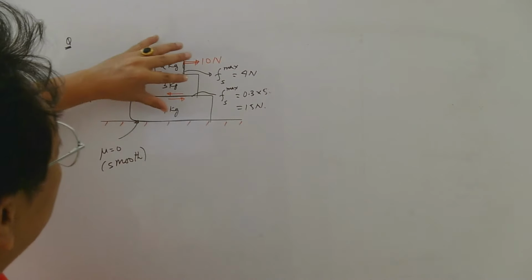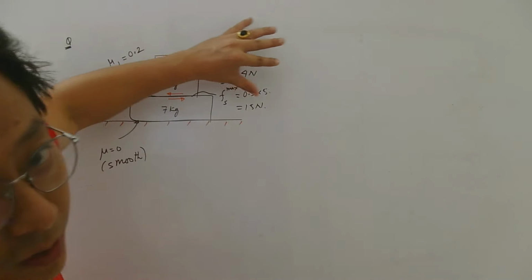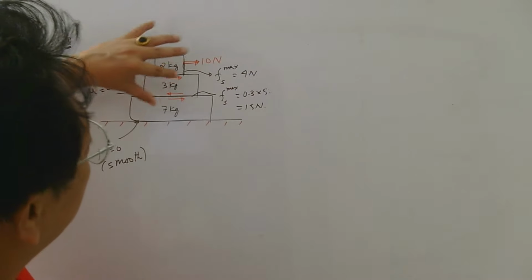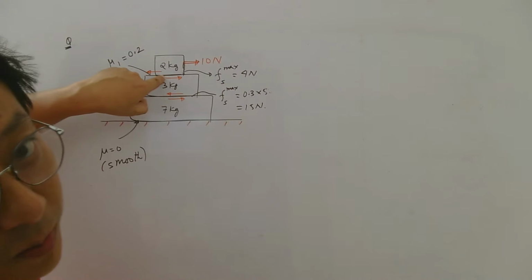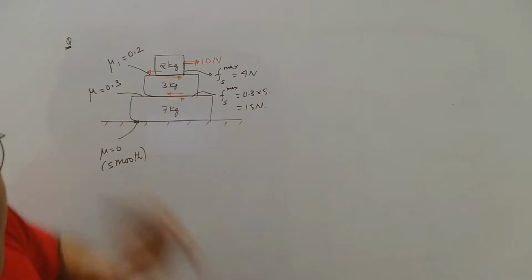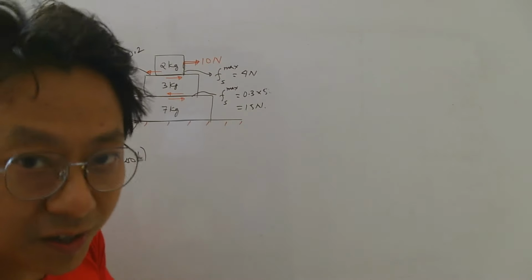Now, if you assume 2 kg and 3 kg move together, that would be a wrong assumption, because that would mean that slipping here started before here. That is not possible, because here friction is less. So that assumption you should not take.